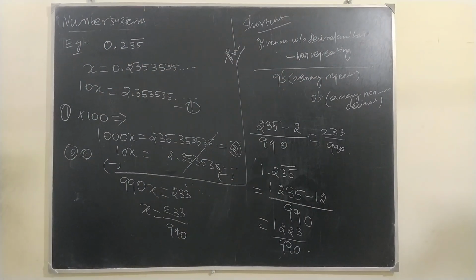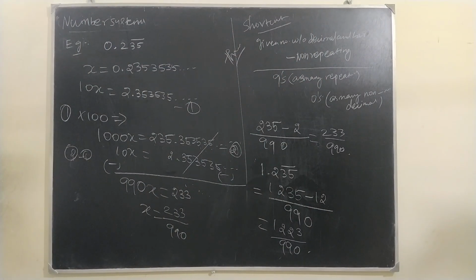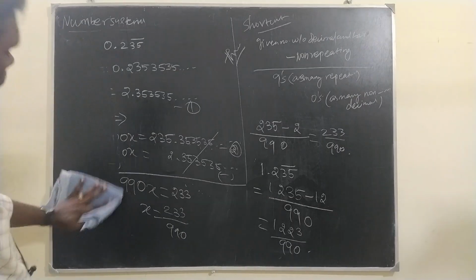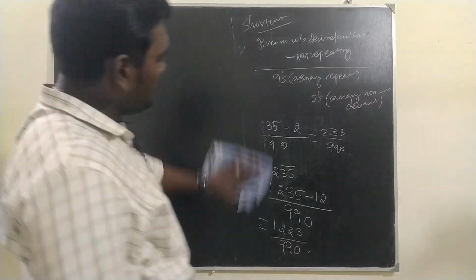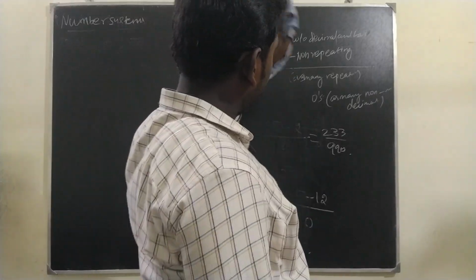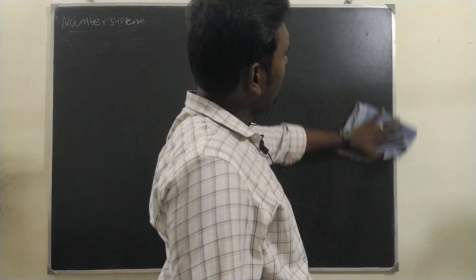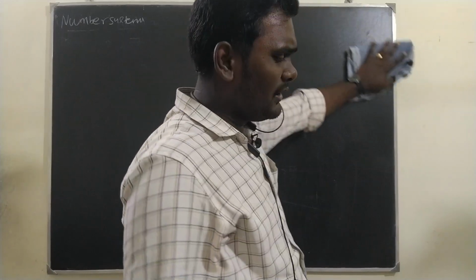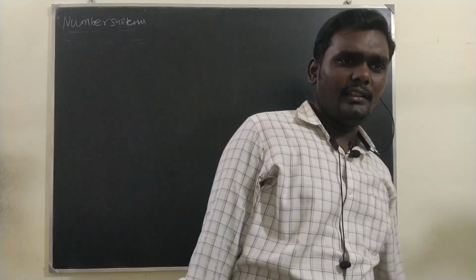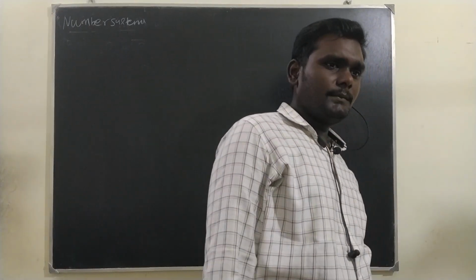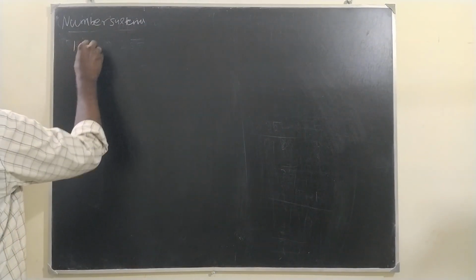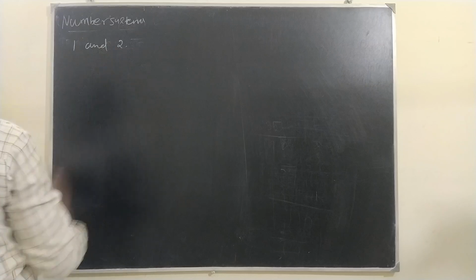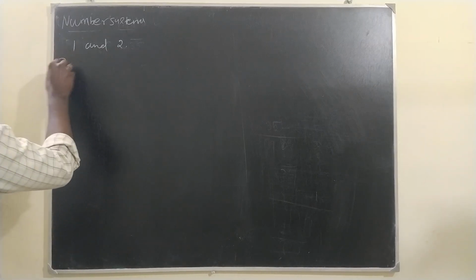Now, finding an irrational number between two given numbers. How will you find an irrational number between two given numbers? Rational numbers you can find easily. Irrational numbers, see, take for example 1 and 2. Find 3 irrational numbers.